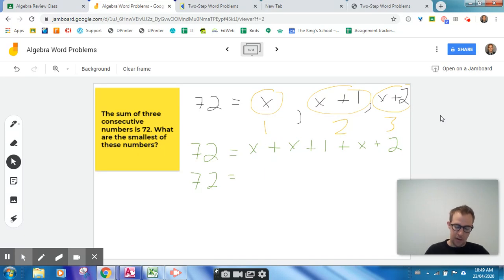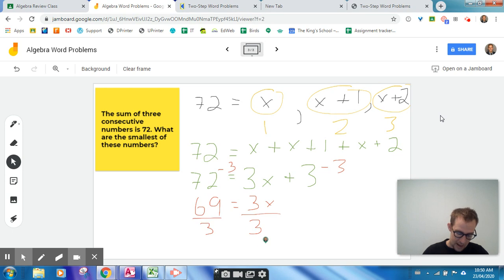So we're going to count up our x's. We have 3 x's. And we're going to combine our like constant terms as well. So then we have an equation that 3x plus 3 is equal to 72. Now we can just go about solving this algebra problem like we would solve any two-step algebra problem by subtracting 3 on both sides and then dividing 3 on both sides.